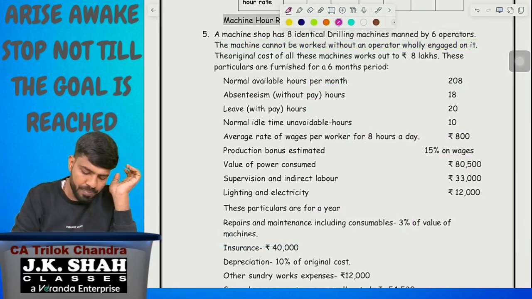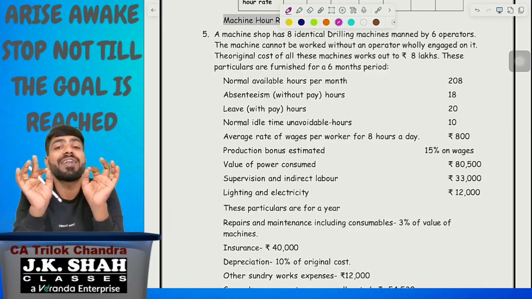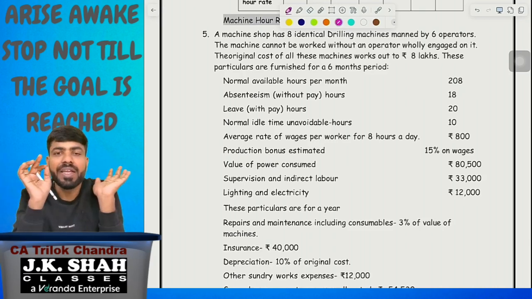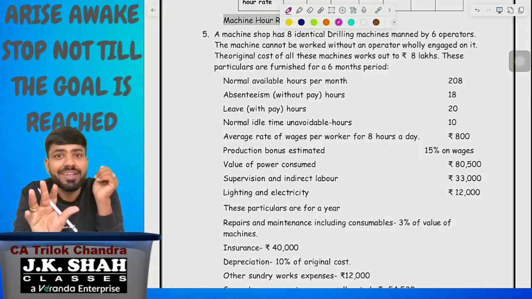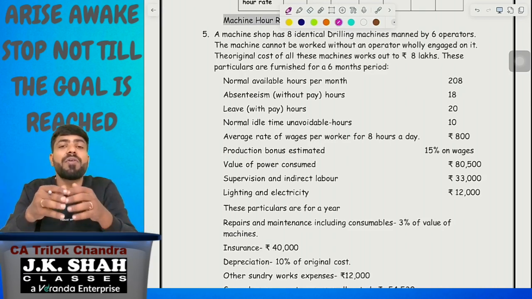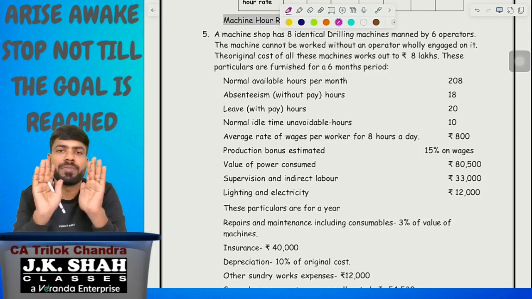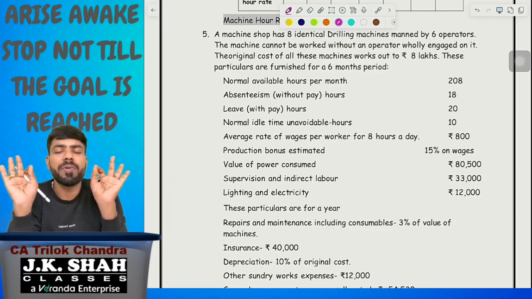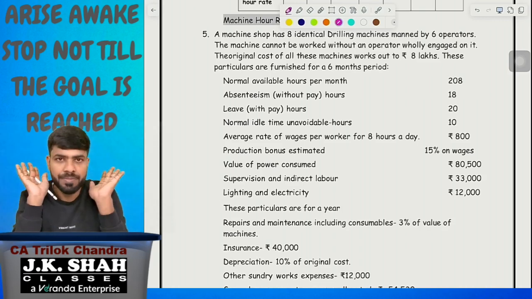Simple. Normal available hours per month. That means in a month, how many hours are available to work? 208 hours available. In that, how many hours they worked or how many hours they are getting payment? That is a different story. Let us understand one by one. Normally, how many hours available? 208 hours available per month.